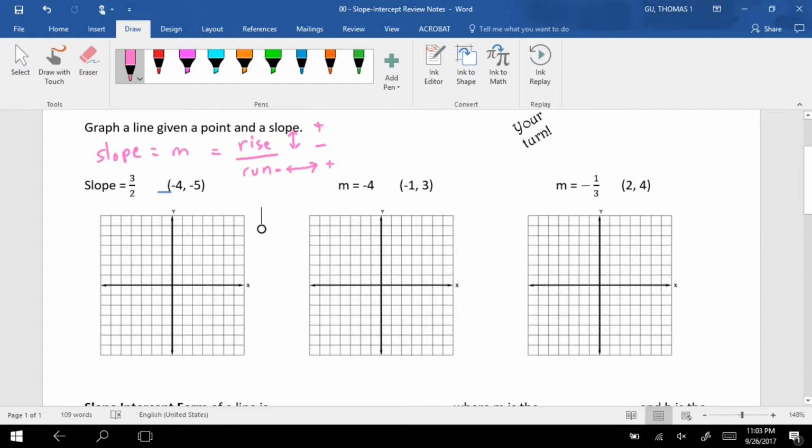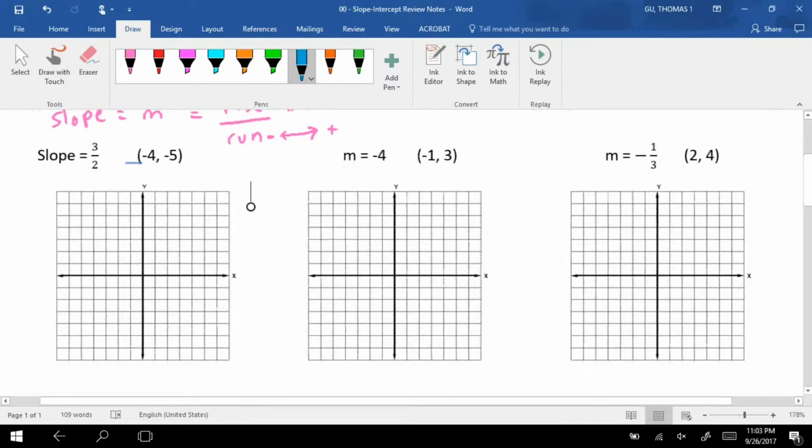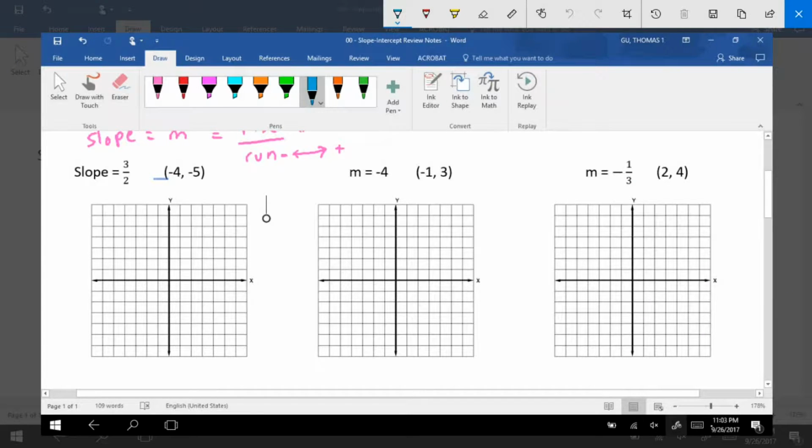Look, they give us a point. Okay, I'm gonna go to the screen sketch because I want to make these really nice looking lines. So here we go, screen sketch. Okay, so (-4, -5). First thing, we're gonna graph that point. -4, that's left 4, -5, that's down 5. Okay, so that's right here.